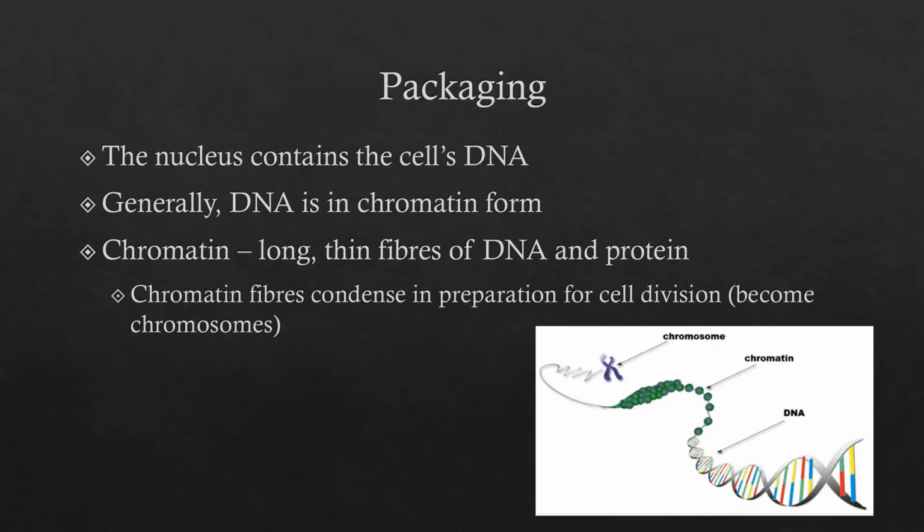So we break it down. The nucleus contains a cell's DNA. Generally, DNA is in chromatin form. Chromatin form is a long, thin fiber of DNA and protein together. And we'll talk about DNA and protein together in a little bit, but these chromatin fibers, during cell division, will condense and turn into what are called chromosomes. And you learned about chromosomes last year. When they go through mitosis, you're able to see them, but then as they go into telophase and cytokinesis, they start to disappear. That's because they go back into chromatin form.